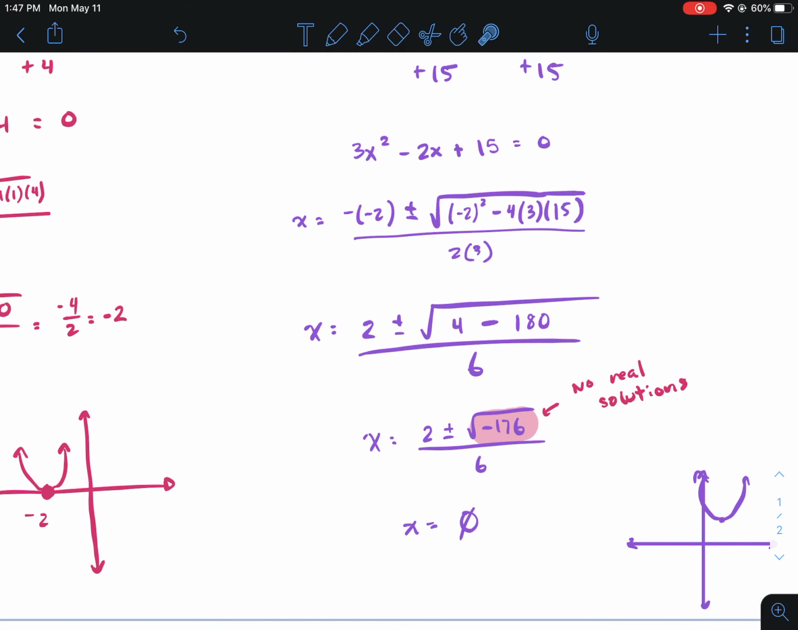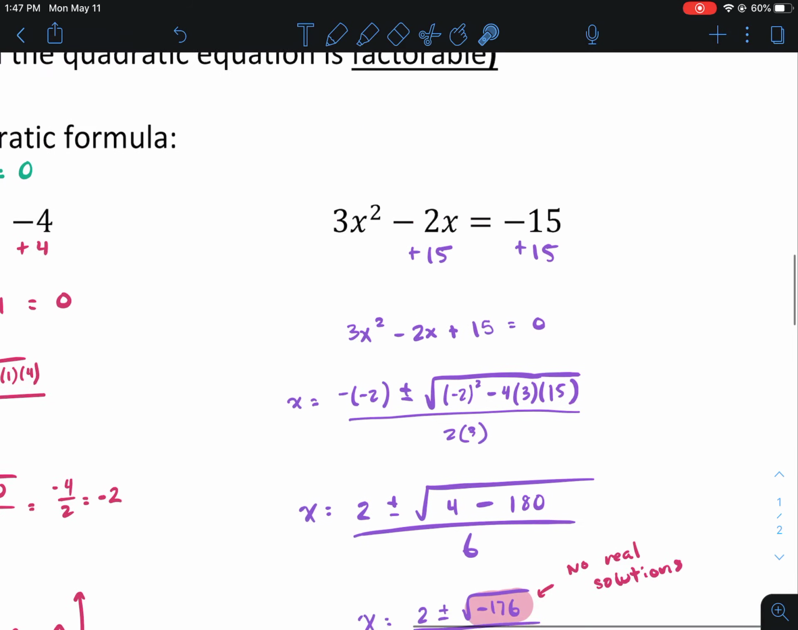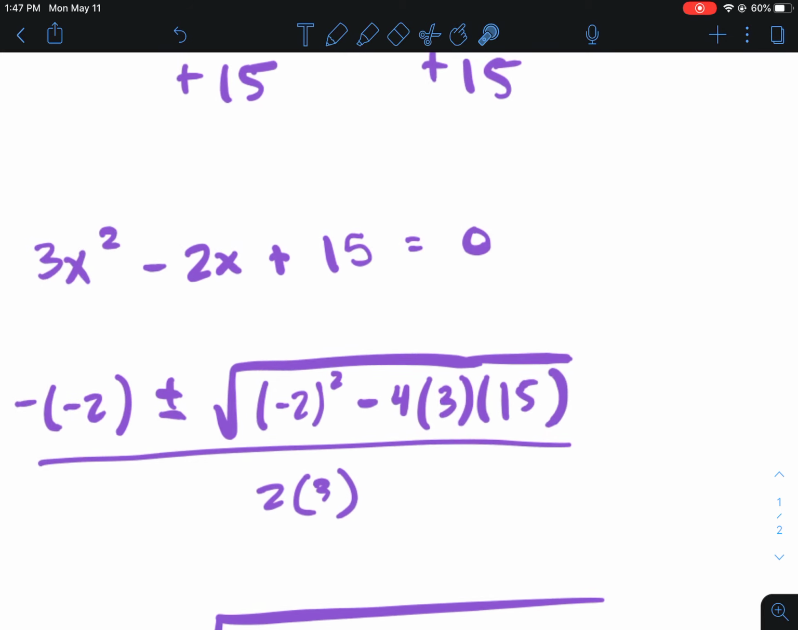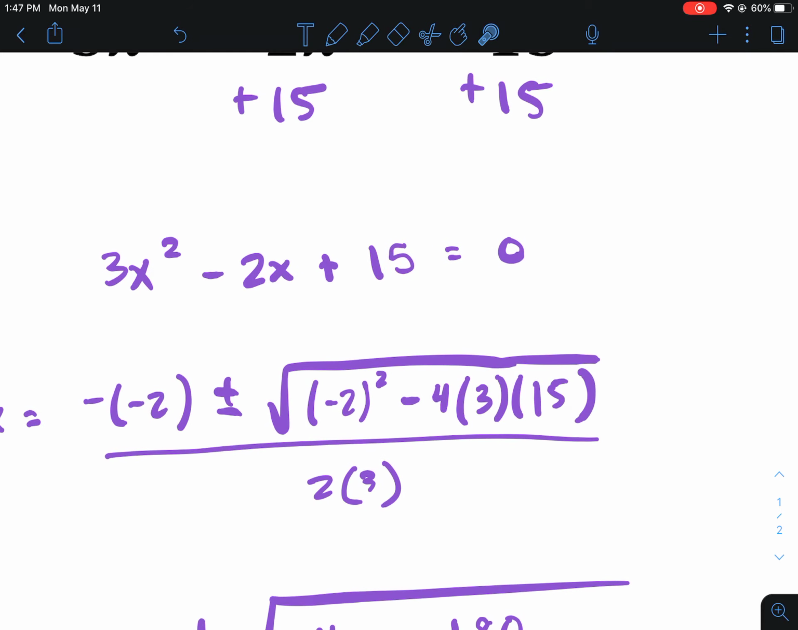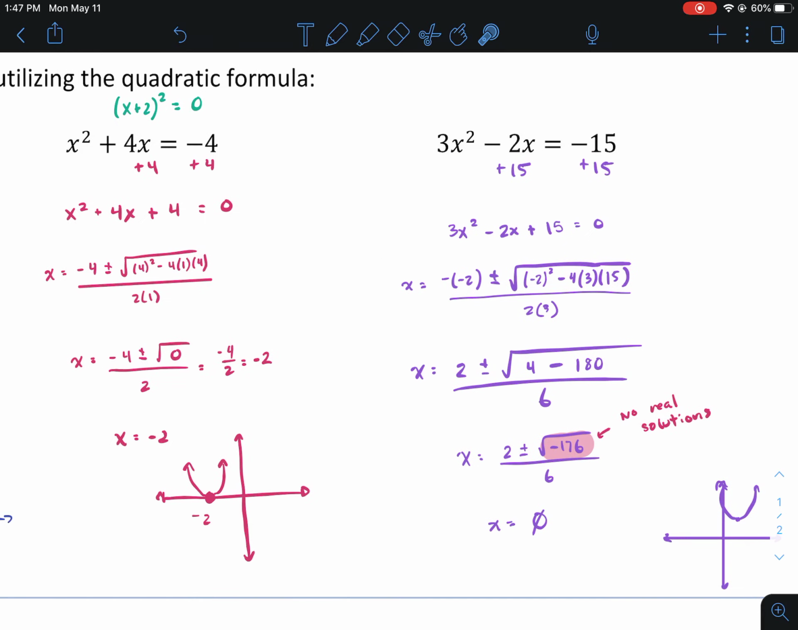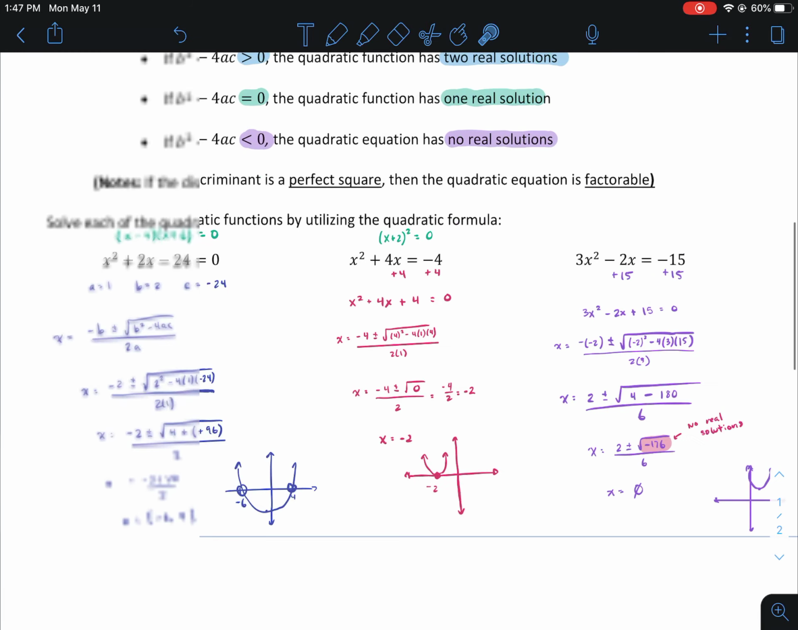Now in this no solutions case, that negative 176 means if I went to try and factor this, I wouldn't be able to, right? If we just look at this right here, I would be looking for a product of 45 and a sum of negative 2, and there are no integer factors that give us those answers. So this is a good way to check, right? If you're trying to factor something and you find that you can't factor it, use the quadratic formula to check if it has any solutions, all right?